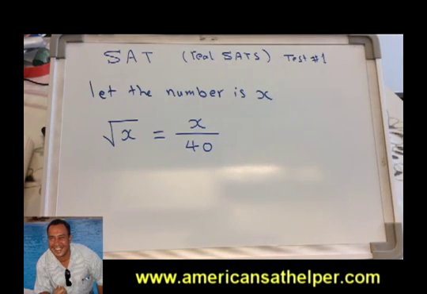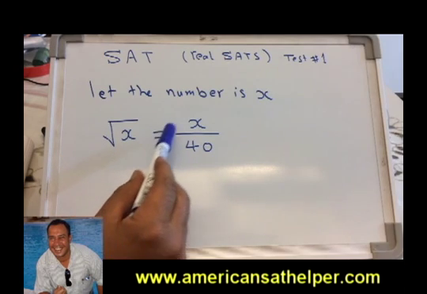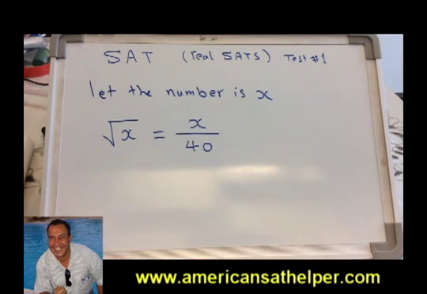Again, he asks: for what positive number is the square root of the number the same as the number divided by 40? So the square root of the number equals the number divided by 40.